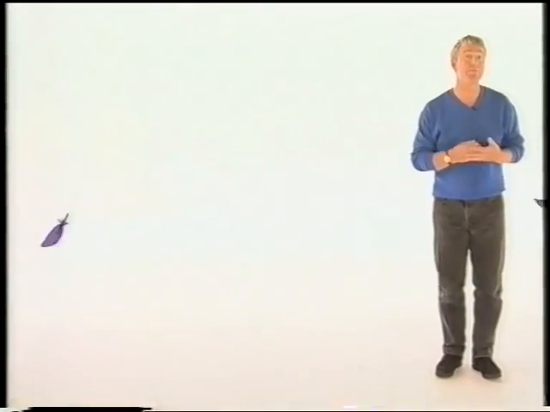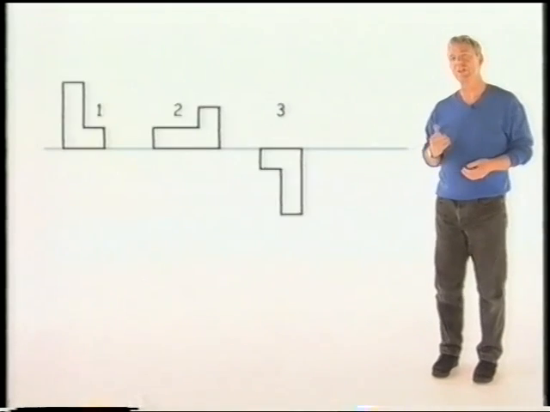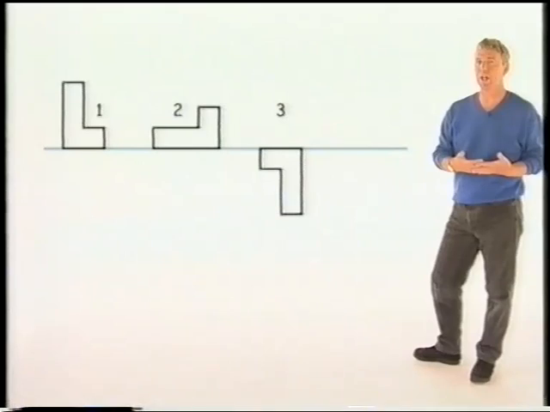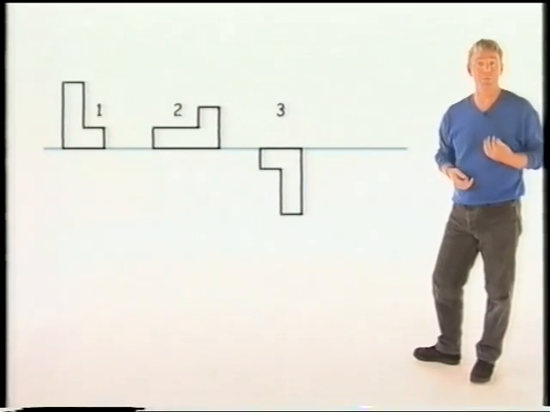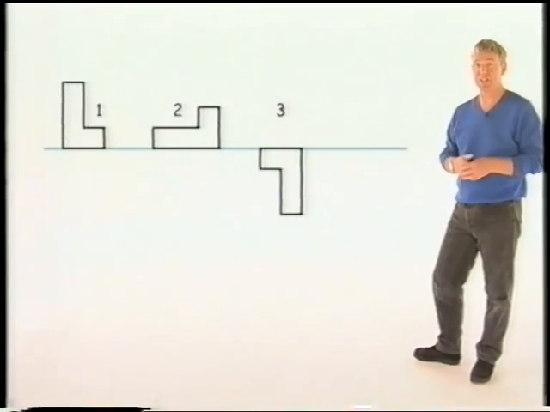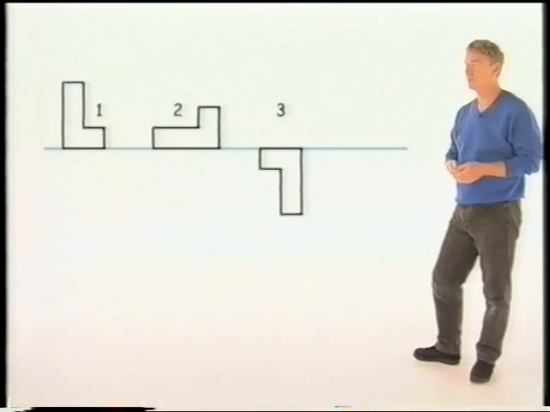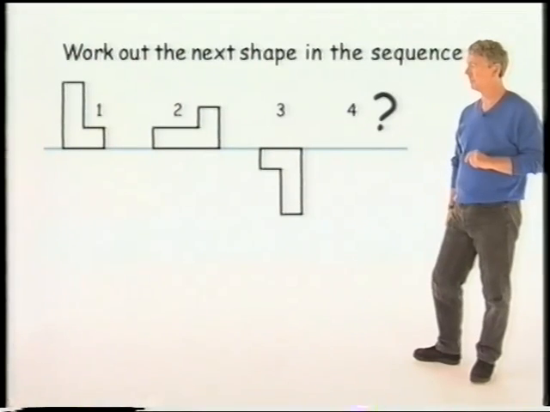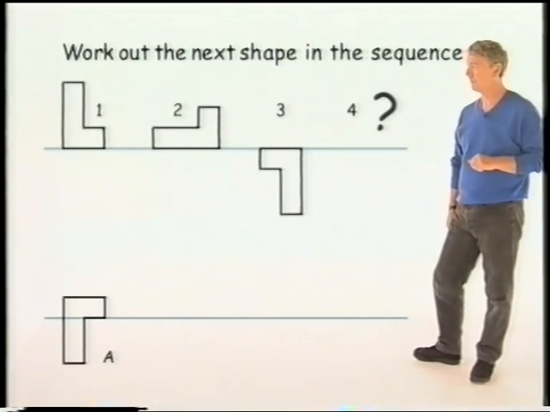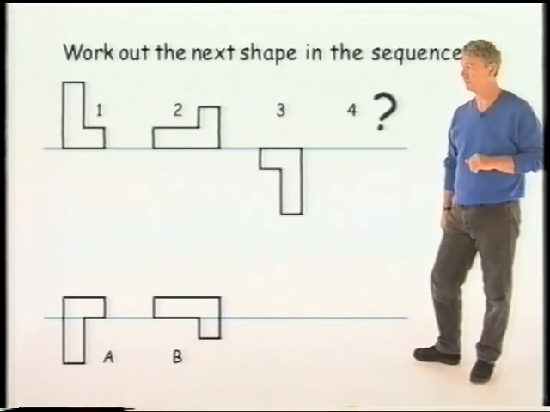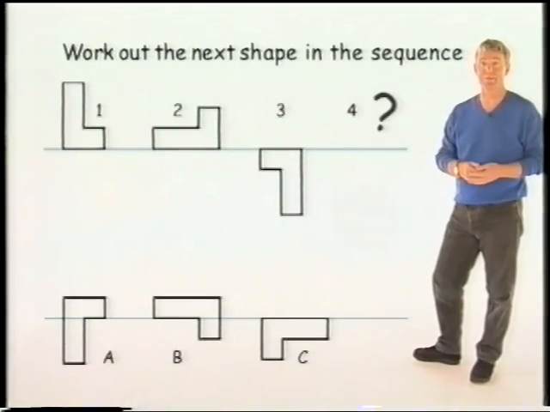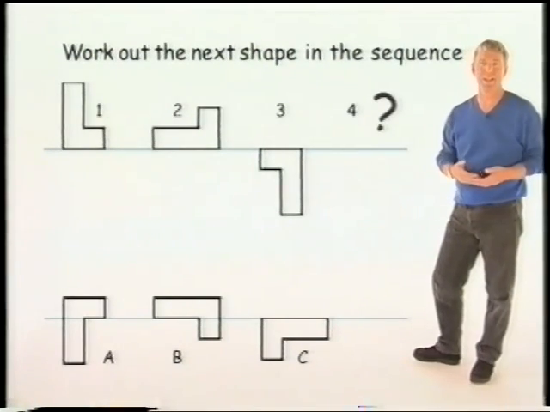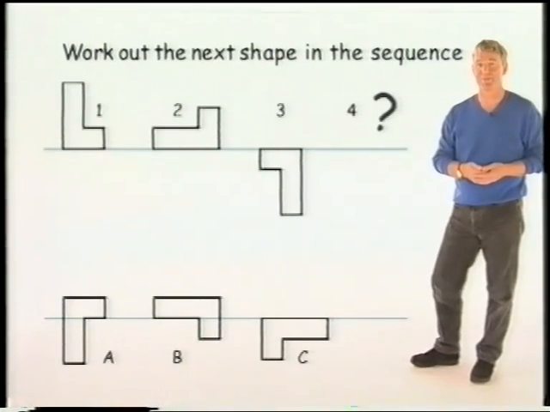This question is about moving shapes. Look at this sequence of L shapes. Each one has been transformed or moved in a certain way from one position to the next. Can you work out the next shape in the sequence? Is it A, B, or C? Let's see if the maths team can help us.